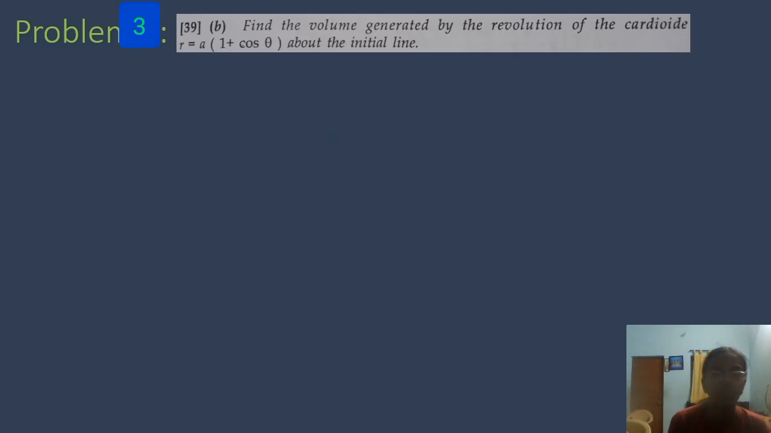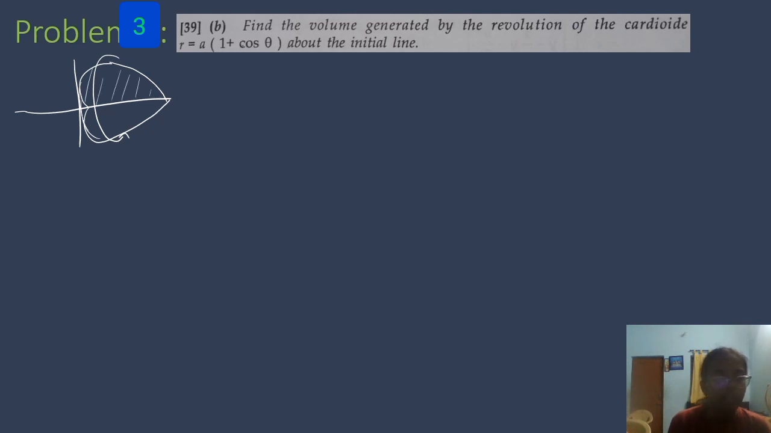Find the volume generated by the revolution of a cardioid r equals a into 1 plus cos theta about the initial line. In this sum, we have a cardioid and it is rotating about the initial line, which is the x-axis. Now, this rotation of the curve forms a solid. We should find the volume enclosed by that solid.